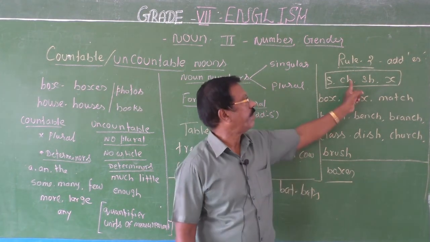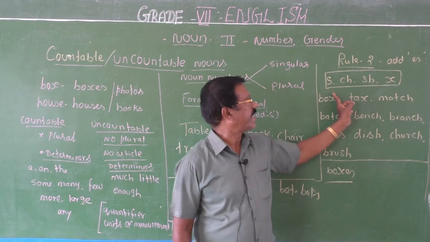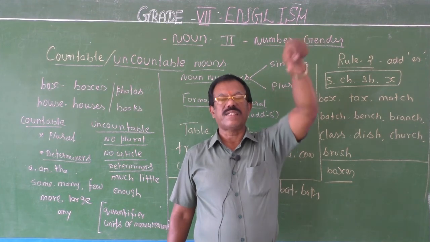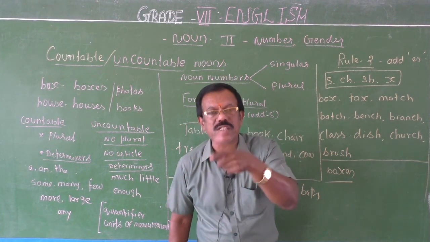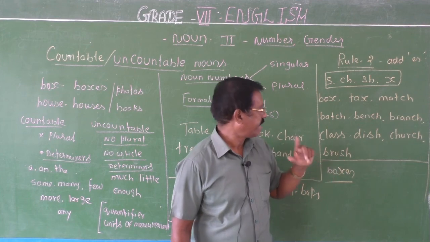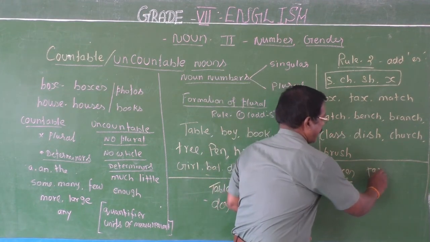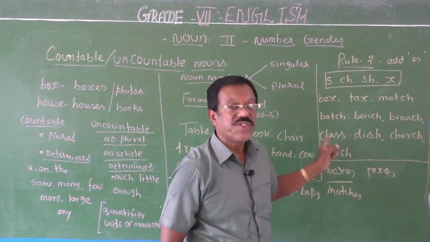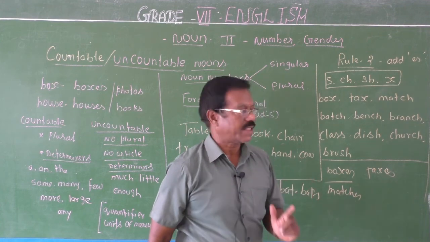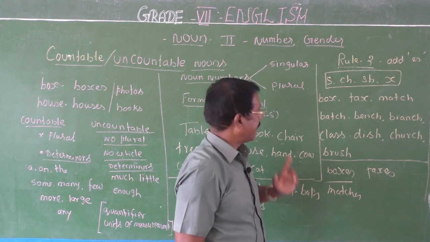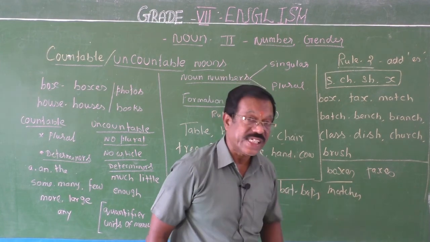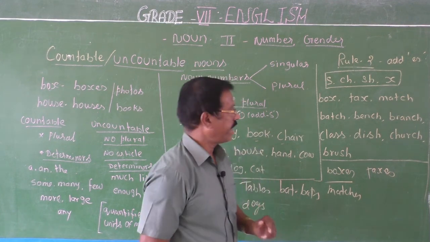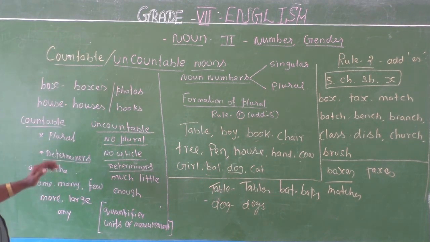Don't forget, children, this is rule number 2. If a noun ends with such letters, S, CH, SH and X, then it takes its plural by adding ES to the singular. Box, boxes. Tax, taxes. Match, matches. Okay, you have to add ES. Batch, batches. Bench, benches. Branch, branches. Class, classes. Dish, dishes. Search, searches. Brush, brushes.